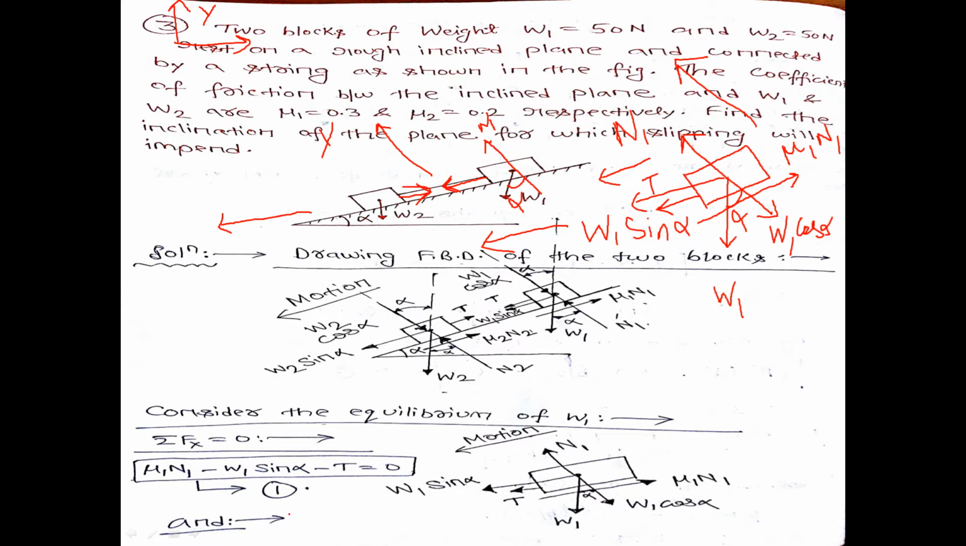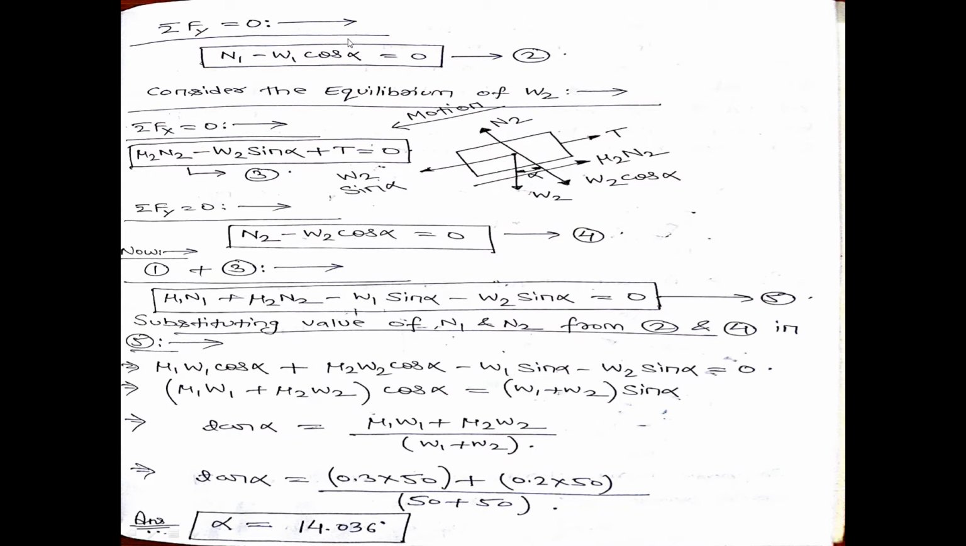Any doubt in summation Fx equal to 0? No, sir. Now, if I write summation Fy equal to 0, I can write plus N1 minus W1 cos alpha equal to 0. No other forces are present. So finally N1 is equal to W1 cos alpha, which is equation number 2. Is it clear? Any doubt? No, sir. Okay.